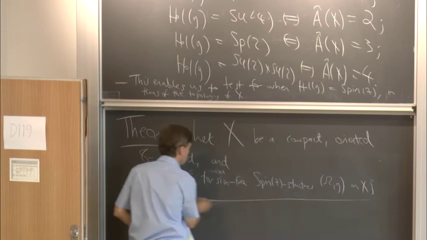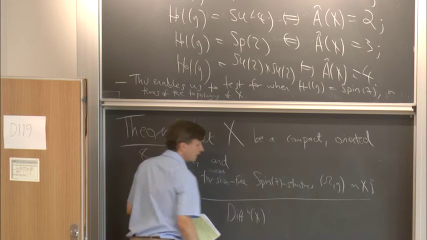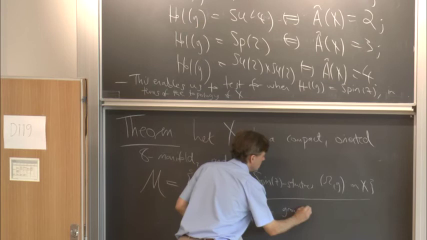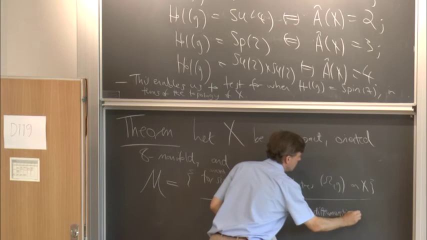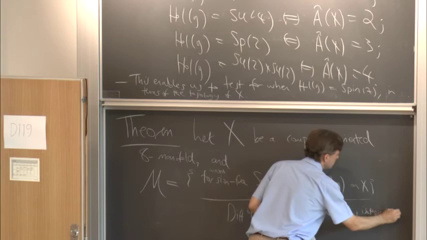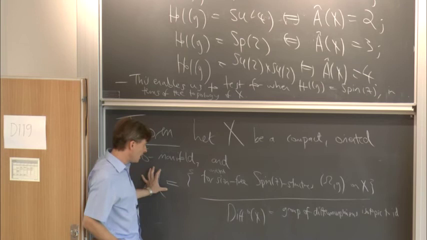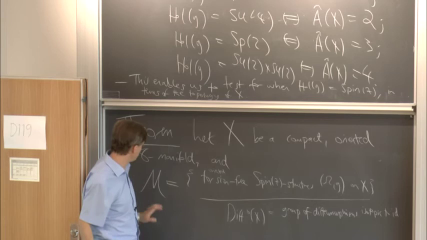divide by Diff_0(X), which is the group of diffeomorphisms of X isotopic to the identity. So the conclusion is going to be that M is a smooth manifold. If you divide by diffeomorphisms not isotopic to the identity, if you divide by all diffeomorphisms, then M might become singular. It might become something like an orbifold.